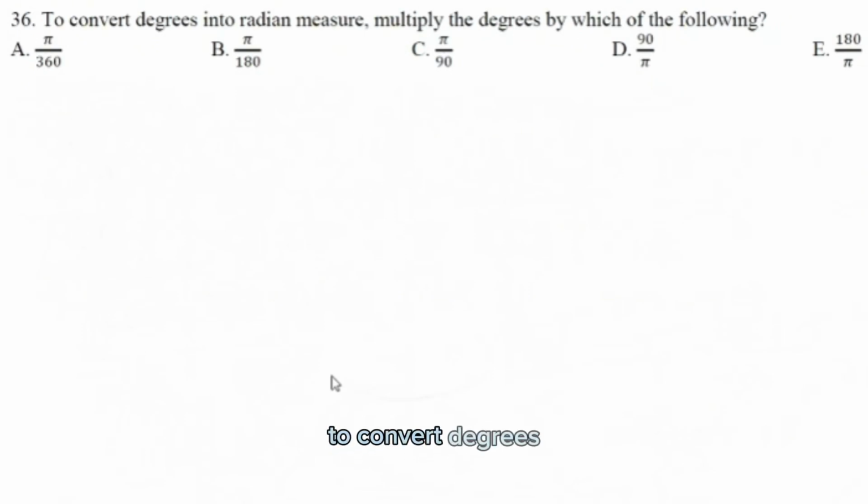Next, number 36. To convert degrees into radian measure, multiply the degrees by which of the following? Alright, this is just a math theory problem. This is just testing your knowledge of math. So to go from degrees to radian measure, you just got to multiply the degrees by pi over 180, which is b, and that's your answer.